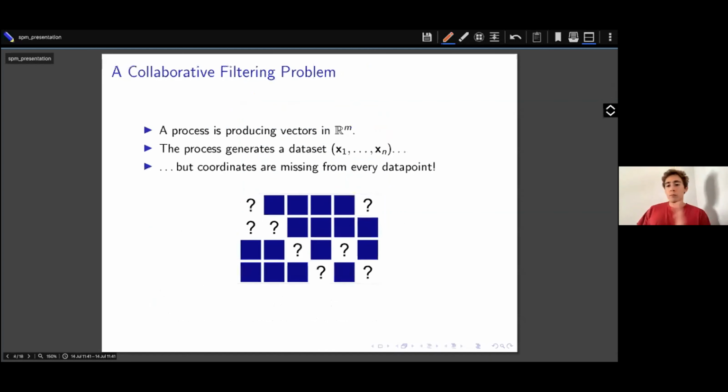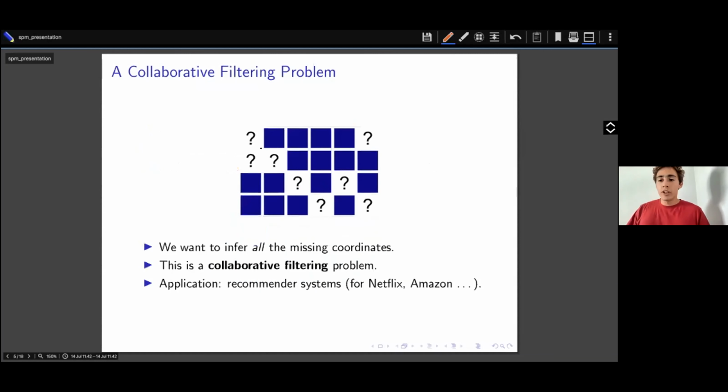Well, let's step back and make it a bit more complicated. Let's say we have a process, again, producing vectors in R^m, but now every data point we get from that process has some coordinates missing. You're never able to observe entire vectors. You can only observe some coordinates. Now, the problem of inferring missing coordinates is not really a regression problem at all. It's something we call a collaborative filtering problem.